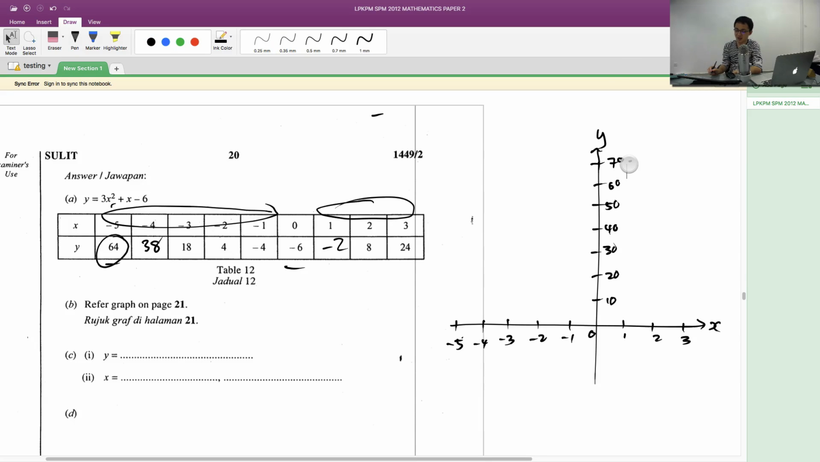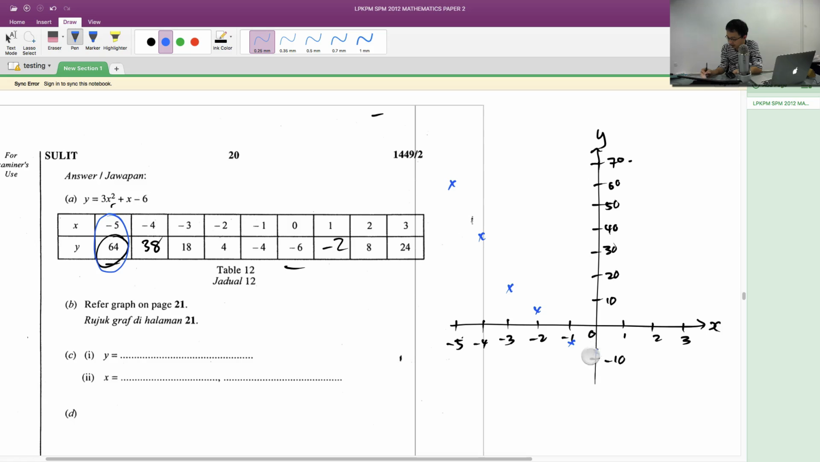Alright, this is just my sketch. So below, -10 should be enough. Alright, then you just plot it. Let me use blue color maybe. Okay, so -5 is 64. -5 here, 64 is somewhere here. So I just roughly plot, and then -4, 38. Yeah, somewhere here. And -3, 18. -2 is 4. And -1 is -4. So go into the negative here.